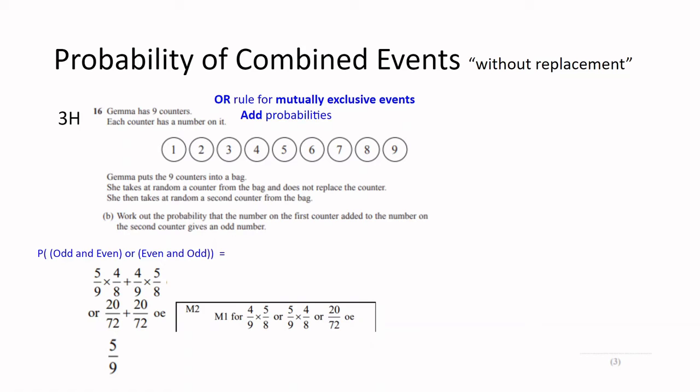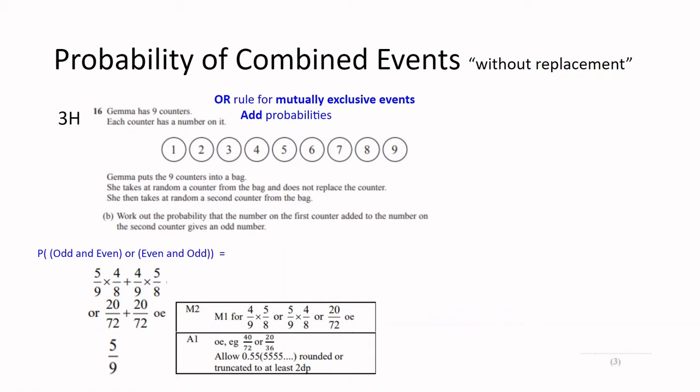Okay, so we get 2 method marks for that. One method mark for doing 4 over 9 times 5 over 8 or 5 over 9 times 4 over 8. And the second method mark would be for adding that together, having that 2 times. Then we get our answer mark for obviously working that through. So 5 over 9 or equivalent, 40 over 72 or 20 over 36. You can allow for that as a decimal again, but then there's this confusion. Do we give it as 0.5 recurring? Do we give it as 0.55? Do we put it as 0.56? So do we round or do we truncate? It's just a lot easier to leave it as a fraction.